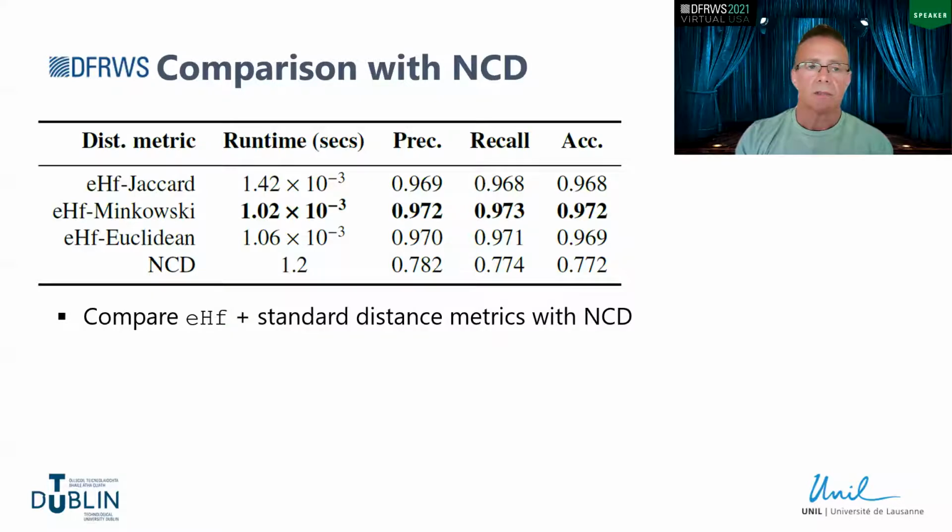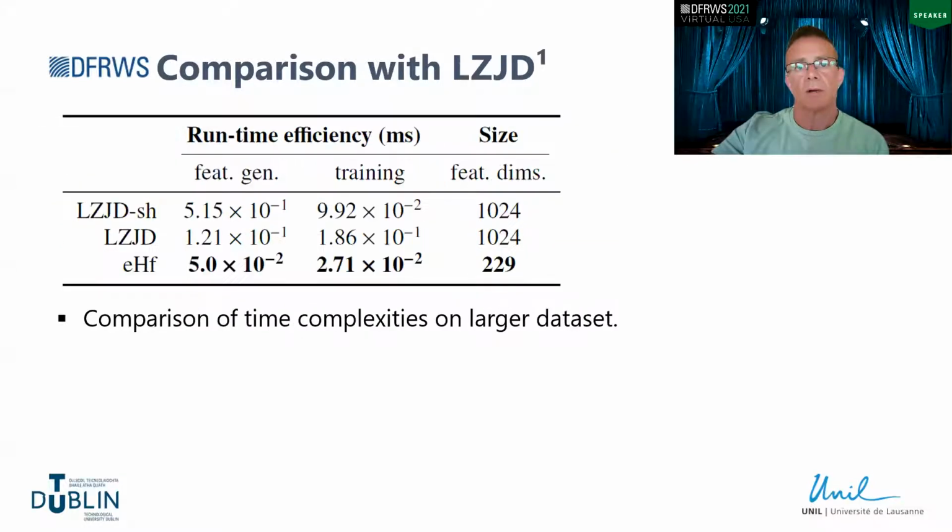You can see that the Minkowski EHF algorithm ran at roughly 1 millisecond per comparison, as opposed to 1.2 seconds with NCD, which is pretty much 3 orders of magnitude slower. Likewise, the Minkowski EHF algorithm outperformed NCD by roughly 20% as well. So that just proved that EHF, along with a standard distance metric, is a viable method for similarity measurements for malware.